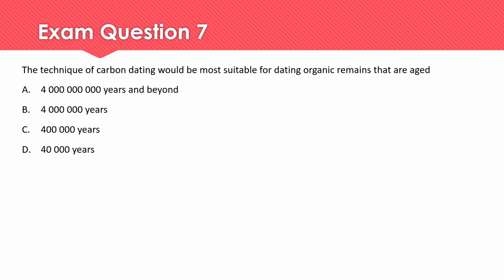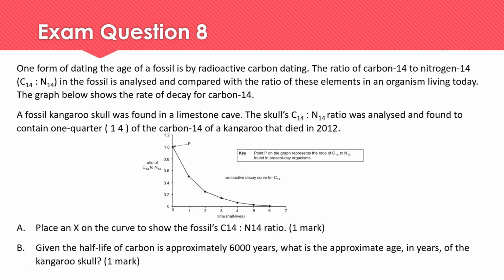So exam question 7 says the technique of carbon dating would be most suitable for dating organic remains that are aged at 4 billion years and beyond, 4 million years, 400,000 years, or 40,000 years. Pause the video, pick your answer, and check it against the video linked in the description box below.